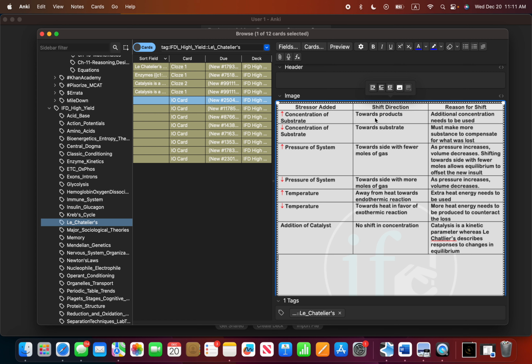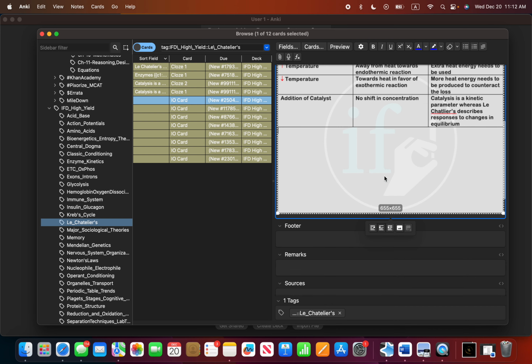If you now increase pressure of system, it goes towards side with fewer moles of gas. As pressure increases, volume decreases. Oh, I see. So we have a reason for the shifts and the direction of the shift and the different stressors that are added. This is basically about Le Chatelier's principle, right?